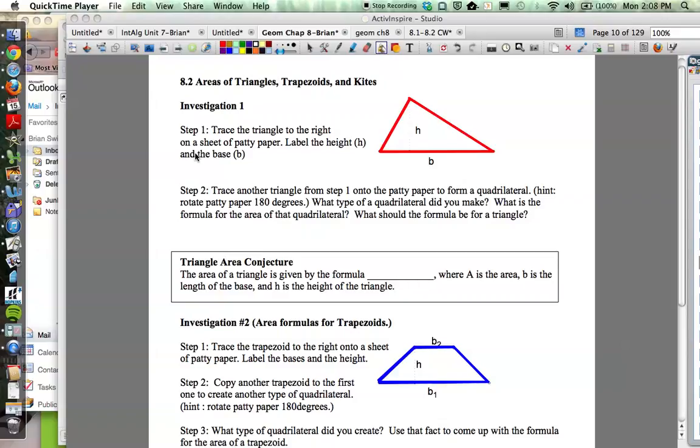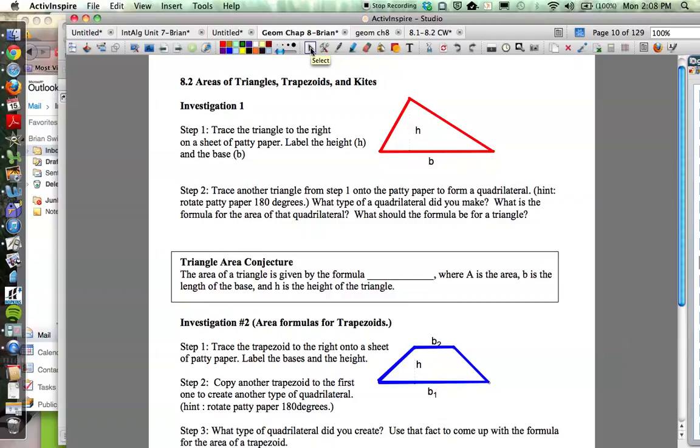Our third area formula is for a triangle. This is another one that many of you probably remember or have used before. But let's take a look at it again to see where it's coming from, because I still see people make mistakes on the triangle formula. They'll use, say, the rectangle formula instead of the triangle formula.